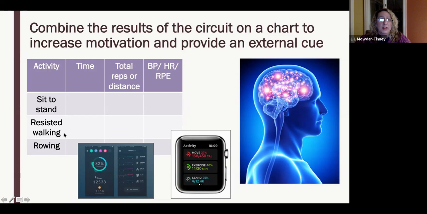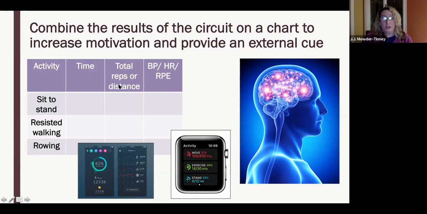This chart is crossing over into the next section, attention, but I just wanted to highlight it because, again, I love my circuits, but also it's not hard to make a chart. If I'm doing sit to stand, resisted walking and rowing, to note whether it's time, total reps or distance, and then their heart rate and blood pressure, you know, to keep track of that. And whether you have a whiteboard that you can write it up where people can see, and each week they come back so they know externally what they can try to do better, but also from a documentation standpoint.